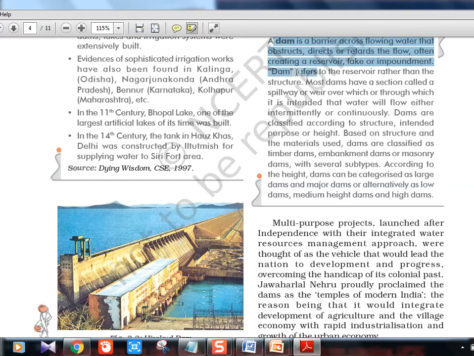Dam refers to the reservoir rather than the structure. Most dams have a section called a spillway or weir over which or through which it is intended that water will flow either intermittently or continuously. Dams are classified according to the structure and intended purpose.